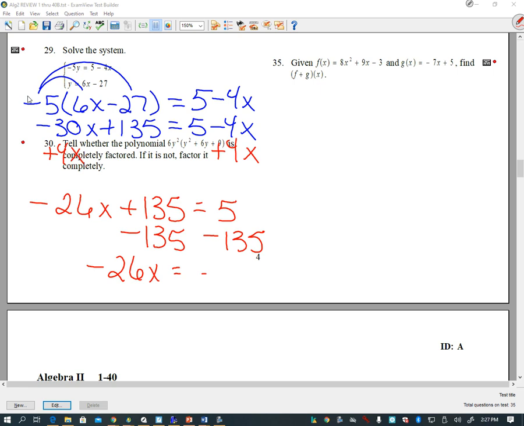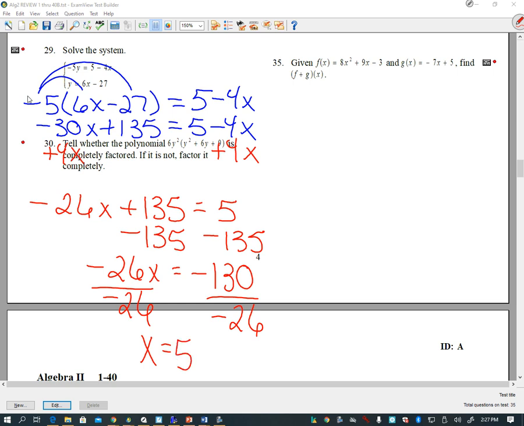Okay, so negative 26x equals what? Good. Okay, what would you do after that, Jacob? Okay, divide by negative 26 on both sides. Okay, what does that leave you with for an x value? 5. Okay, so x equals 5.